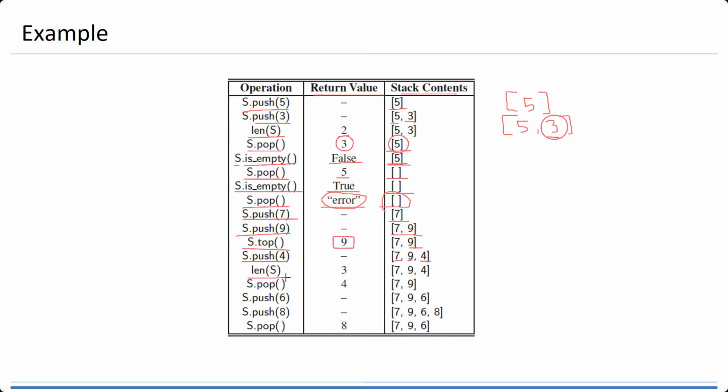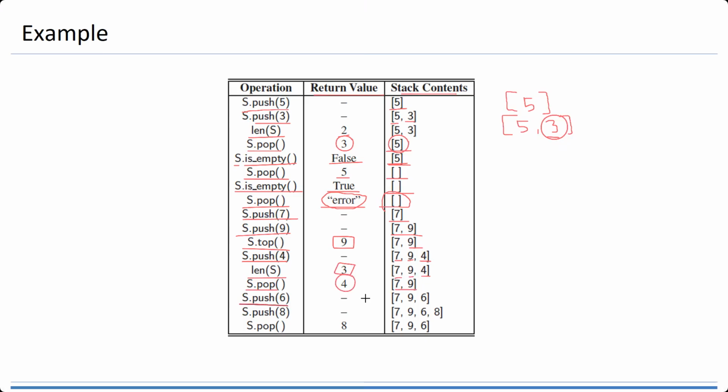Now I'm going to check how many items do I have in the stack. Because I know there are 3, so it will return 3. Let's say I'm going to pop. So the remaining stack will be 7 and 9. 4 will be removed.